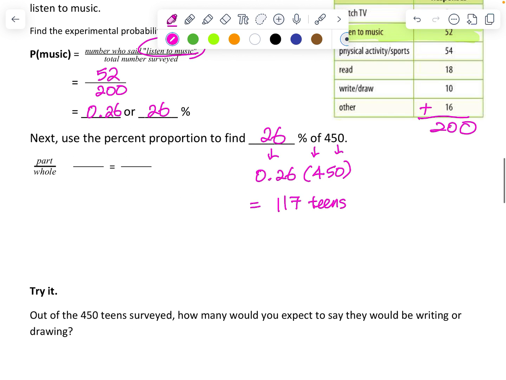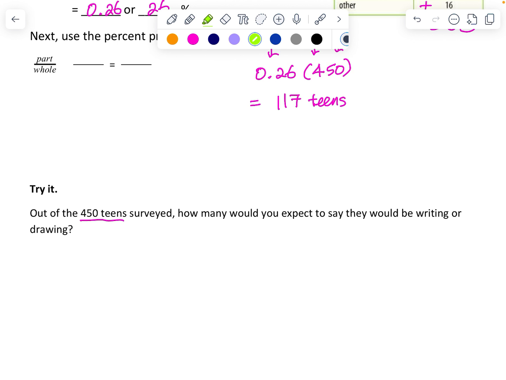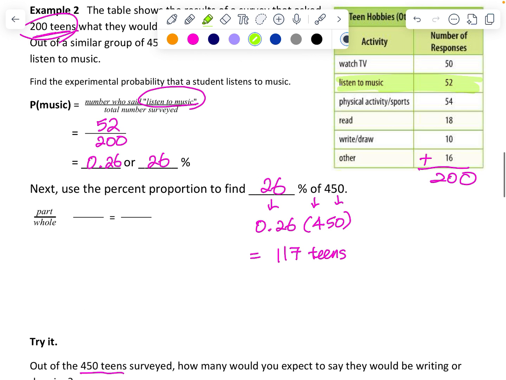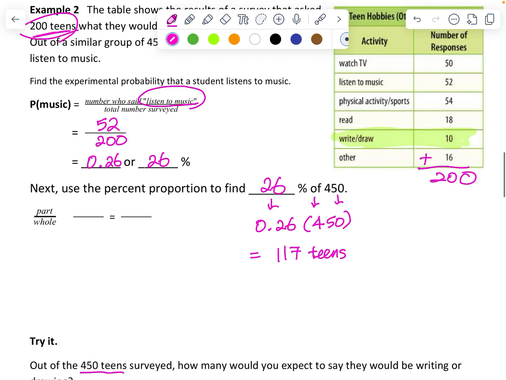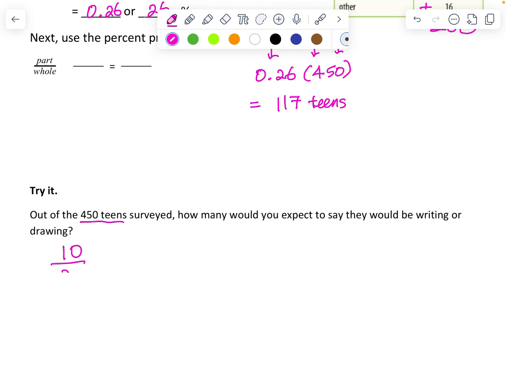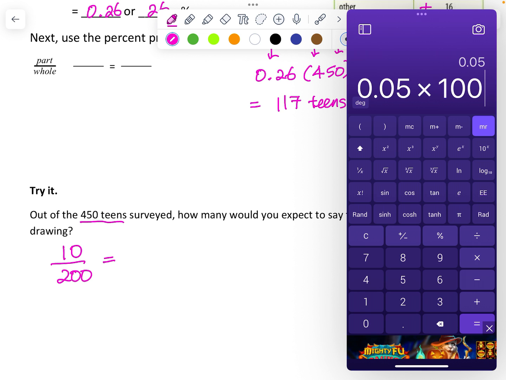All right, let's try the next one. It says out of 450 teens surveyed, how many would you expect to say they will be writing or drawing? We're talking about the same survey. Writing or drawing is 10 out of 200, so we've got 10 favorable outcomes out of 200. That's 1 out of 20. So 10 divided by 200, times 100, is 5%.